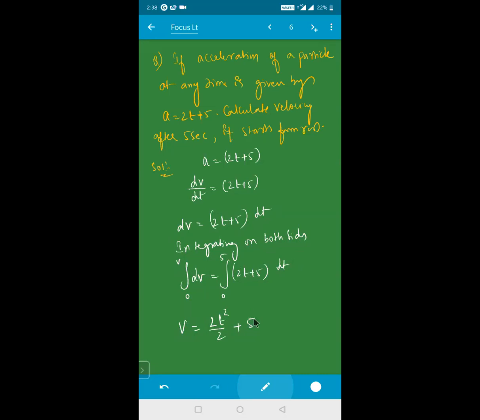This is nothing but 5, and integral of dt is t. Limits for this are 0 to 5. So substitute the limits now. The 2 and 2 get cancelled here. This is 5 square plus 5 into 5. 5 fives are 25 plus 5 fives are 25. That will be equal to 50 meter per second. Got it, everyone? Okay. Yes, sir. Clear?